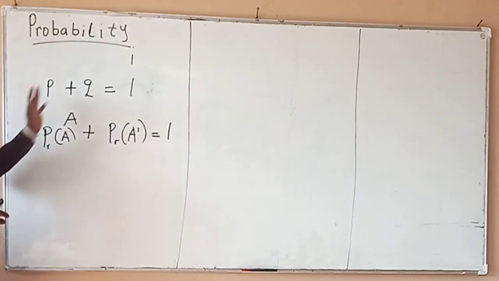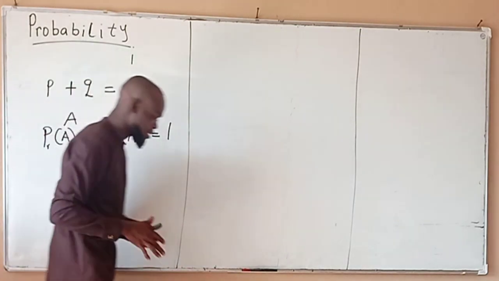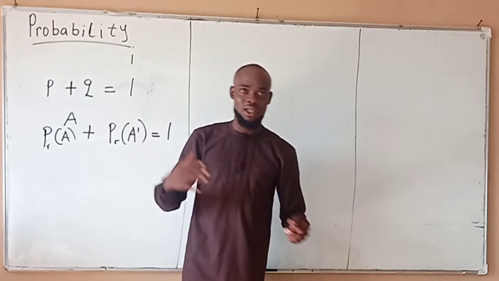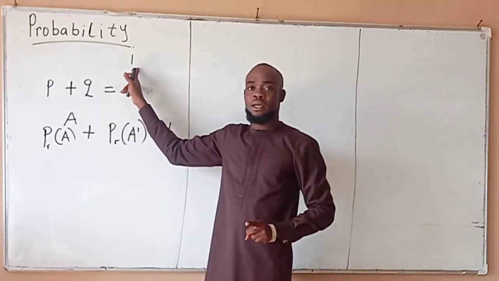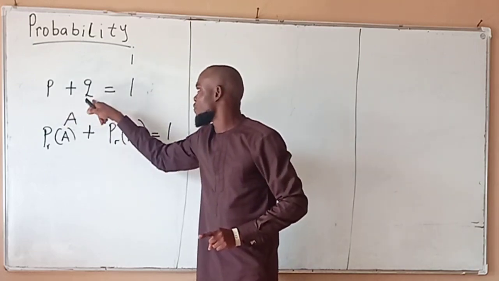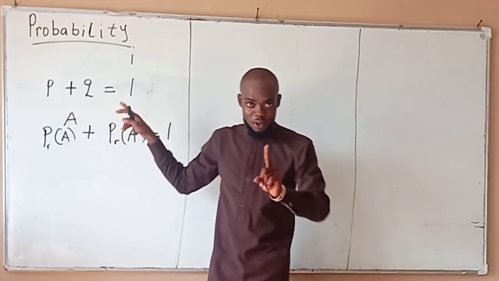Now, before we go into this topic properly, I'm just trying to explain some things. Remember, the probability of a certain event is equal to 1. Probability of success plus probability of failure is also equal to 1. Take note of those two things.